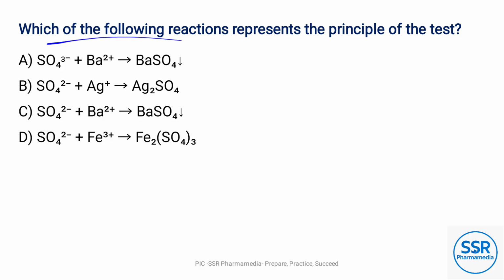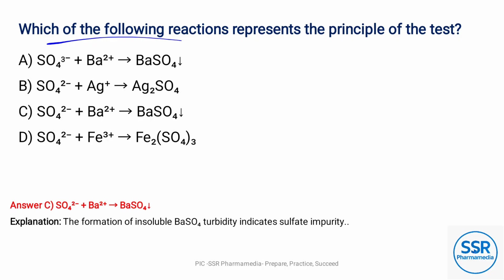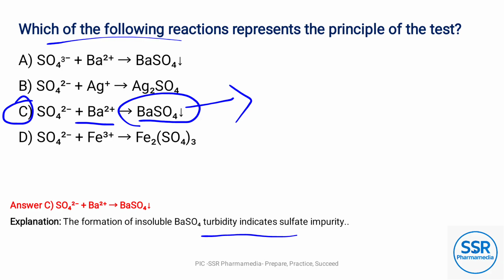Which of the following reactions represents the principle of the test? The answer is option C. Soluble sulfate reacts with barium ion to form insoluble barium sulfate precipitate. This formation of barium sulfate precipitate makes the solution turbid.